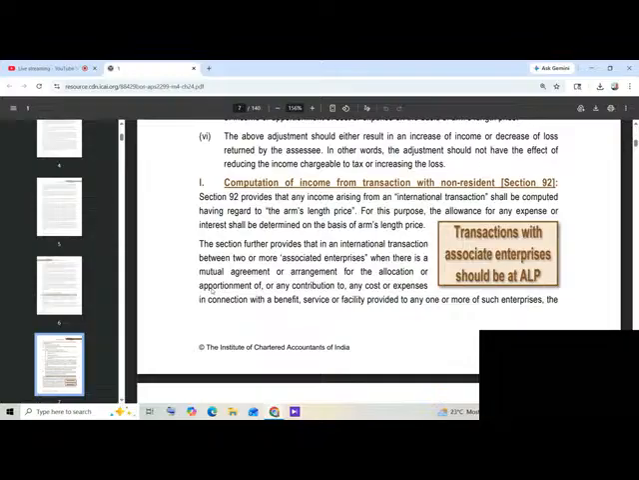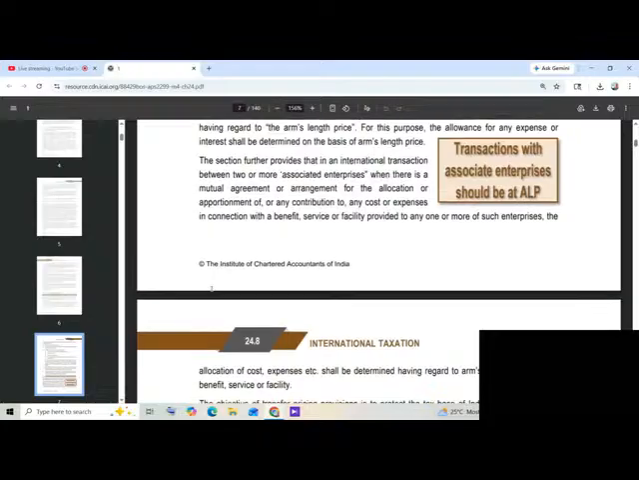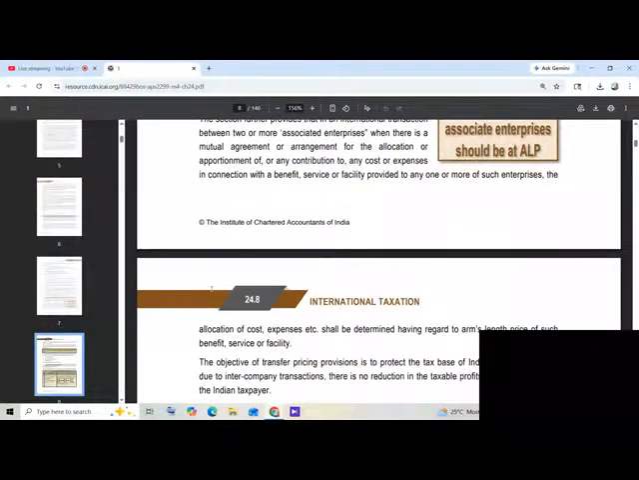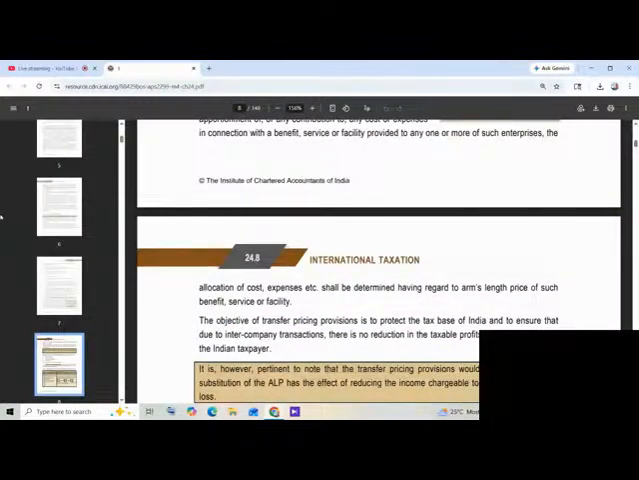Section 92 provides that any income arising from an international transaction shall be computed having regard to the arm's length price. For this purpose, the allowance for any expense or interest shall be determined on the basis of arm's length price. The section further provides that in an international transaction between two or more associated enterprises, where there is a mutual agreement or arrangement for the allocation or apportionment of any contribution to any cost or expenses in connection with the benefit, service, or facility provided to one or more of such enterprises, it shall be determined having regard to arm's length price of such benefit, service, or facility.